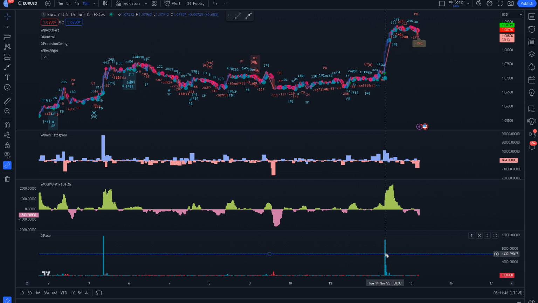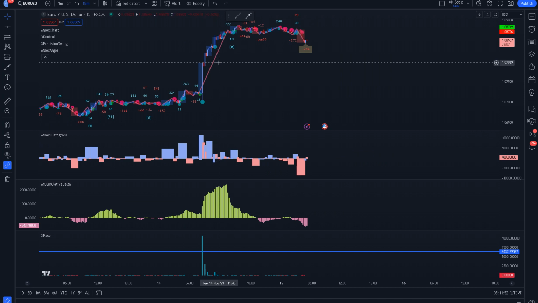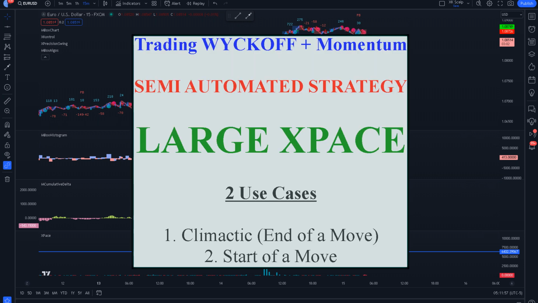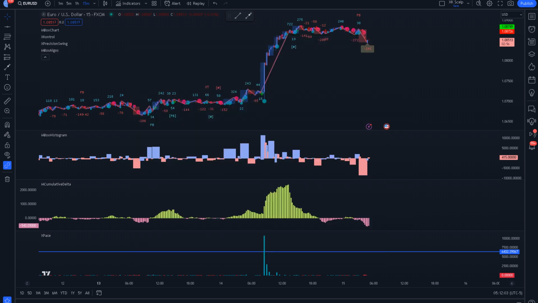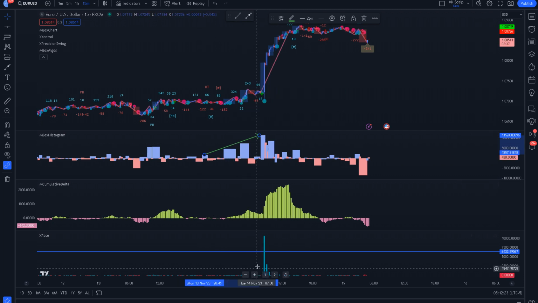Okay, let's see what the next one brought. The next one, say we busted here, the horizontal line. Here there was more juice to squeeze. And like I said, the two use cases: climactic or start of a move. So we haven't gotten to the climactic example yet, but we're on the start of the move. Start of the move is usually contingent on accumulation, right? So we see this build up here in the MBox histogram, we see buildup in the cumulative delta. Then XSpace explodes, and then we go up.